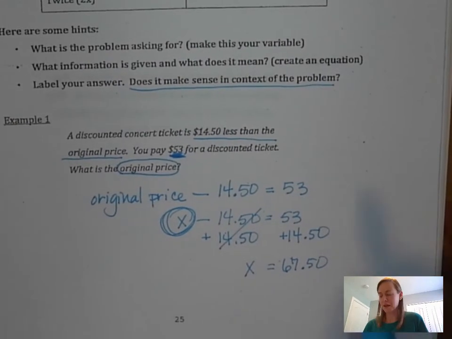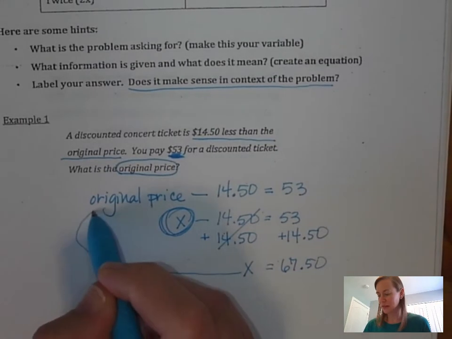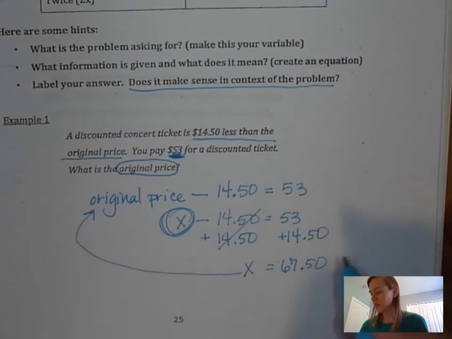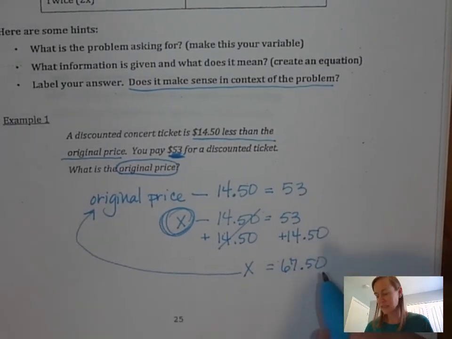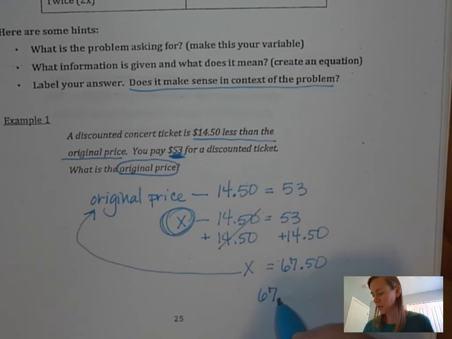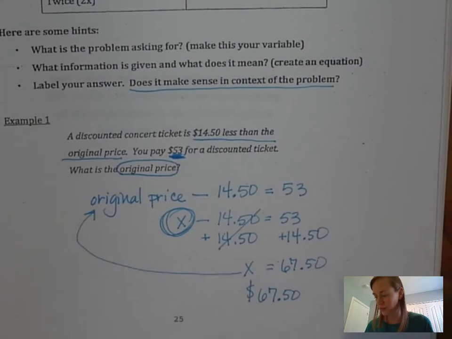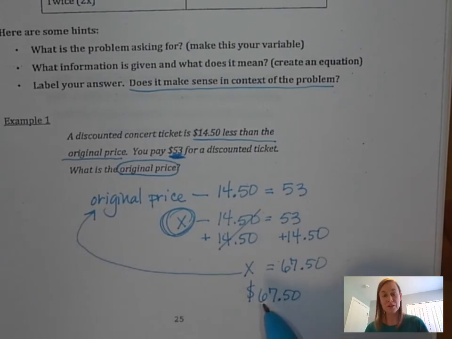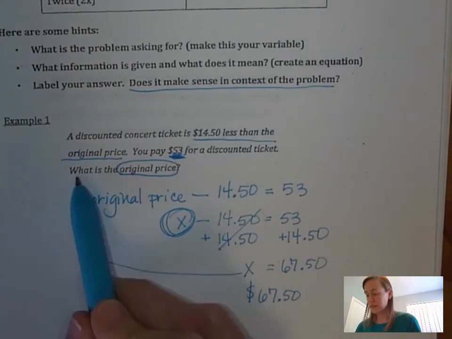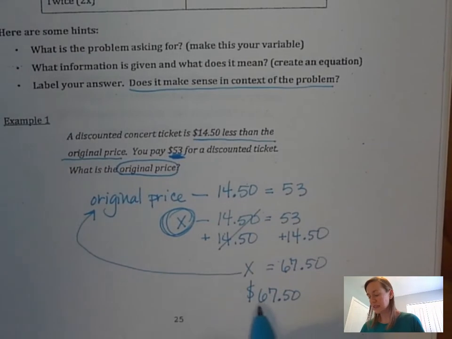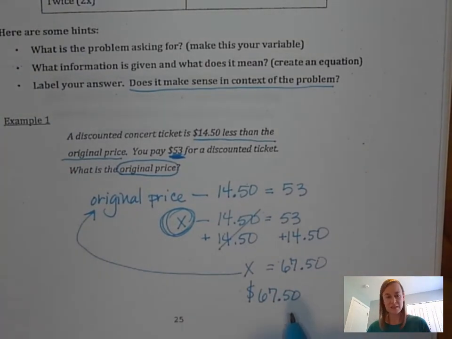We just need to know what we're talking about here. What is the x again? Oh yeah, the x was the original price. So the original price is 67.50. What's that in? That's just dollars, right? So let's give it a unit. When you're talking about money, that dollar sign works as your unit. So what is the original price? The original price is $67.50.